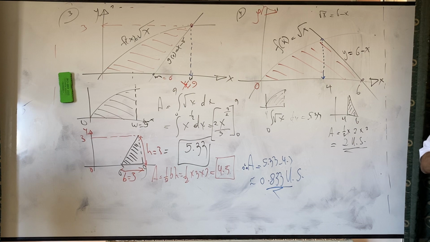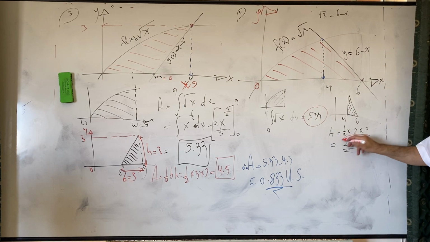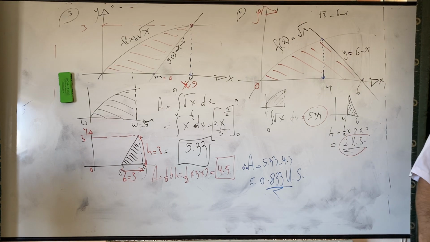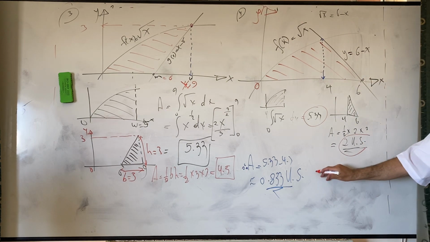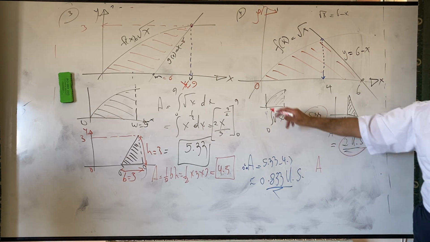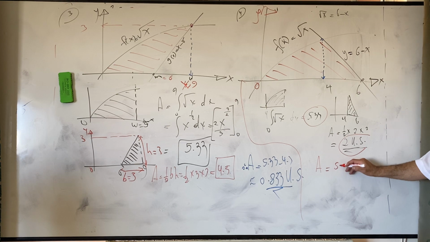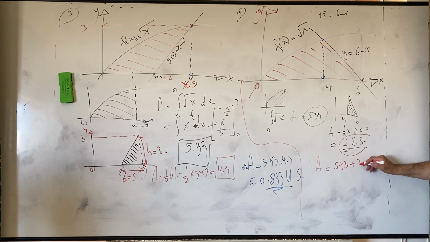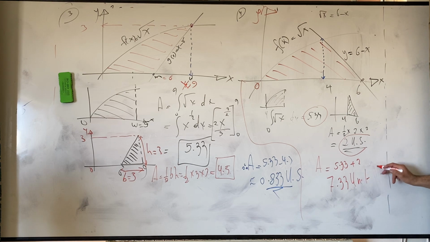The final answer now, once you've got that one, do we subtract them or do we add them? We have to add them because this plus that. So the final answer, this has got nothing to do with that. It's 5.33 plus 2, which is 7.33 units squared.